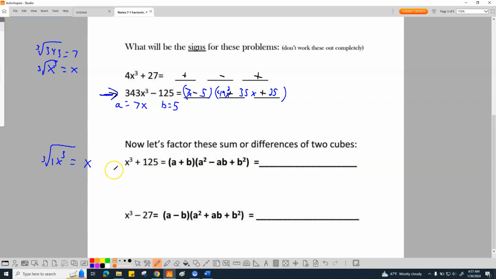So I'm going to write it here. I'm going to say my a is equal to x, and I strongly recommend identifying your a and b. If you can identify your a and b, that's like half credit. That lets me know you at least know what's going on here. Take the cube root of 125, and you end up with a 5. So you end up with 5 for our b.